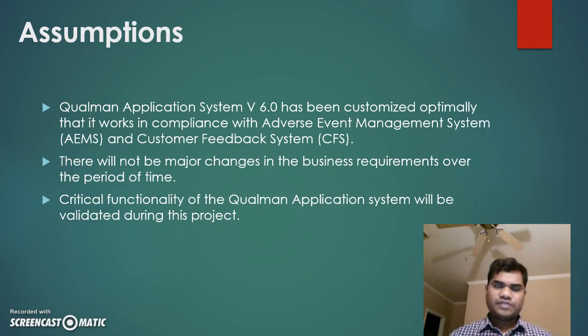Qualman application system version 6.0 has been customized optimally so that it works in compliance with the other systems such as AEMS and customer feedback system. And let's assume that there will be no major changes in the business requirements over the period of time, and critical functionality of the Qualman application system will be validated during this project.